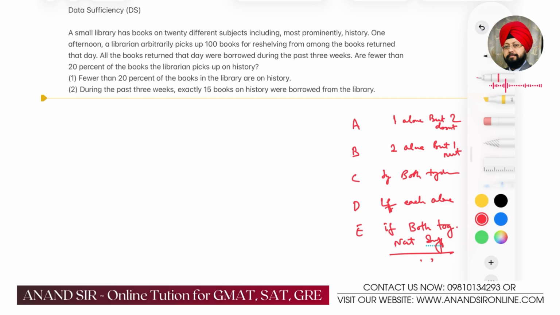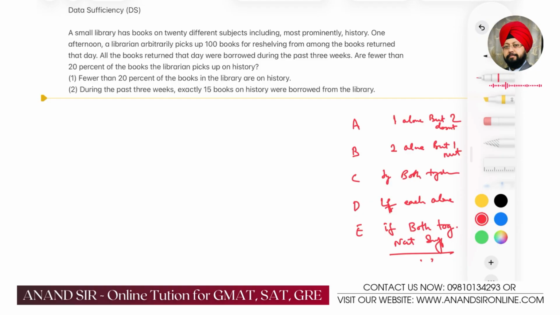Now the first option says that fewer than 20% of the books in the library are on history. Now less than 20% are of history. It does not tell us whether the books borrowed were 20% of the total books borrowed or less than 20%. We can have both answers, because they are talking about the books borrowed.